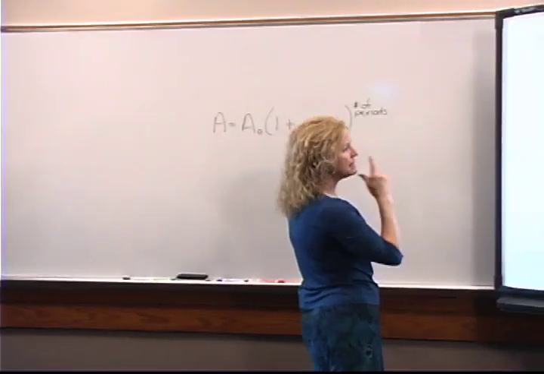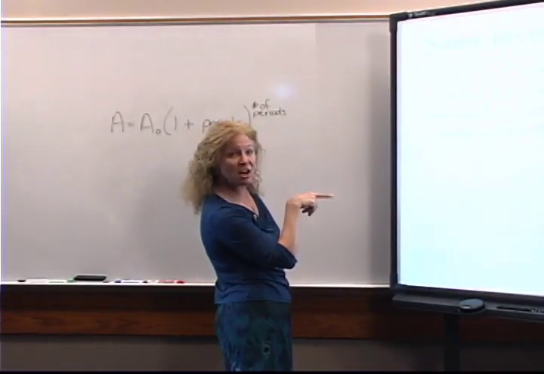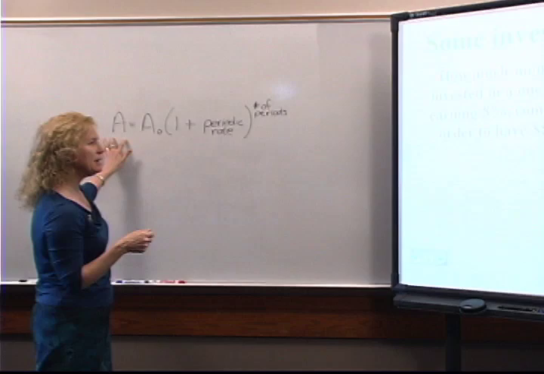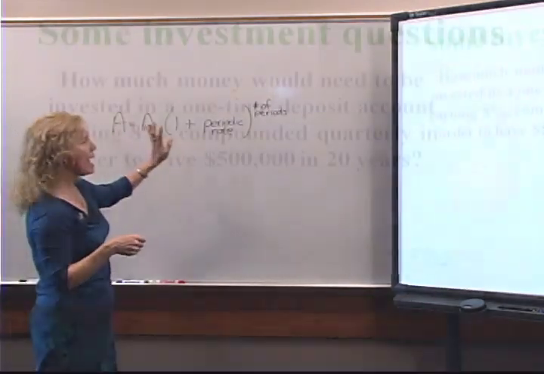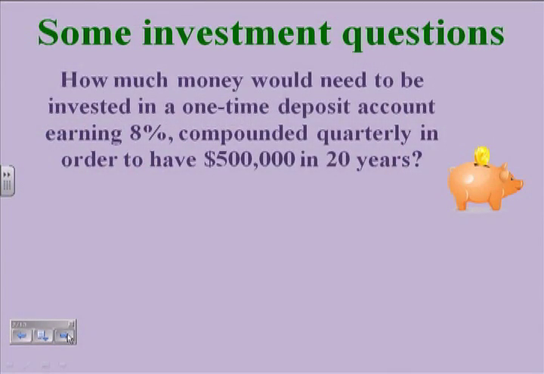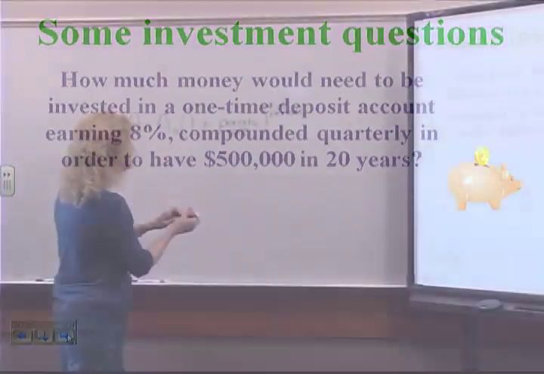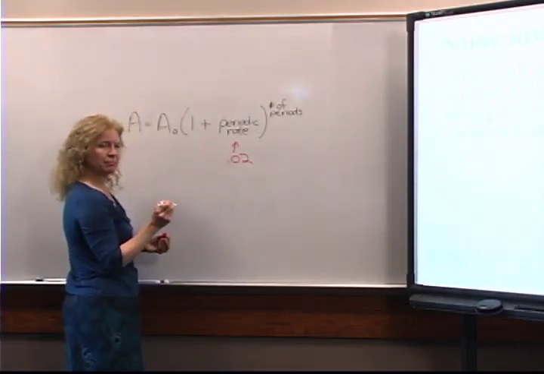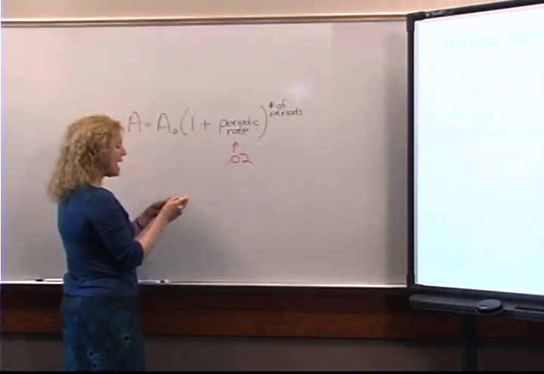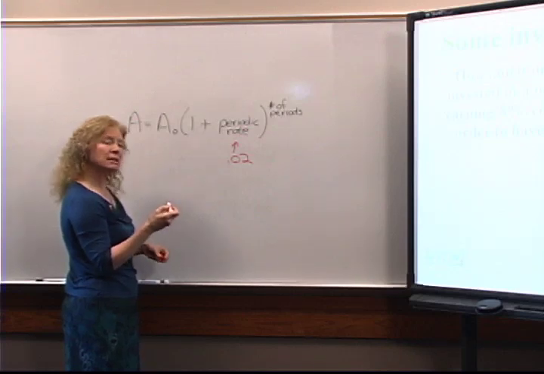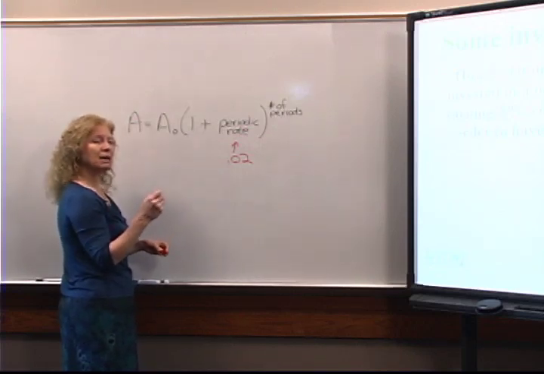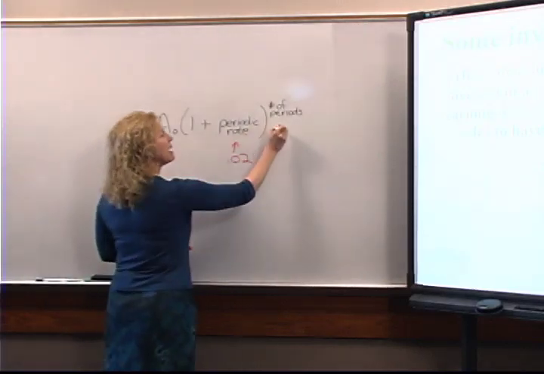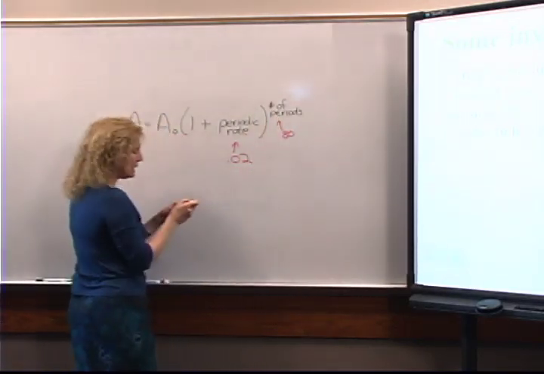Now, I know that's not what's in the textbook, but that's what's in my head. Okay, so let's see here. We want to have 500,000. So that would be this part. And it's 8% compounded quarterly. Now, quarterly is 4 times a year, so the periodic rate would be, what, 0.02? 2%? 8 divided by 4. And how many interest periods over 20 years if they're paying me interest quarterly? That guy's going to be 80.